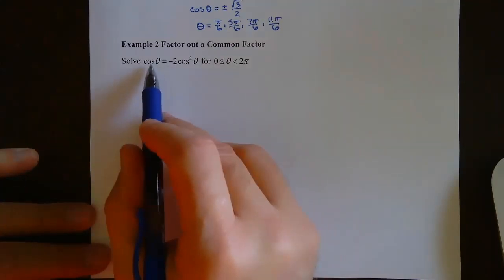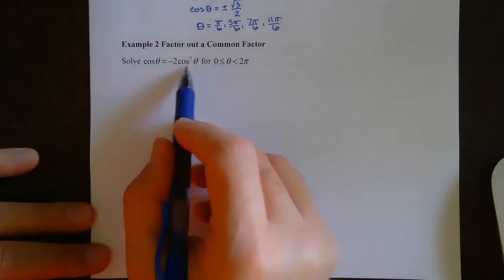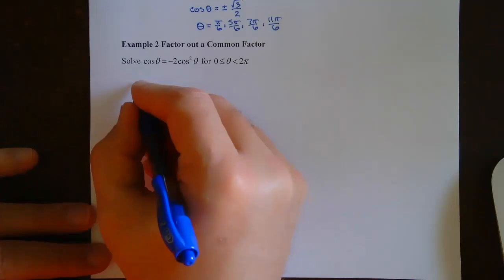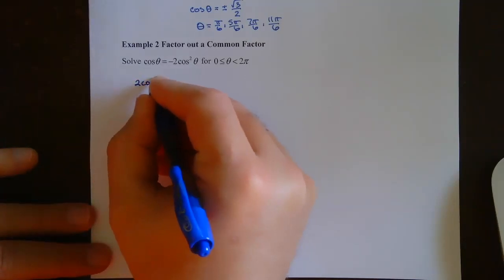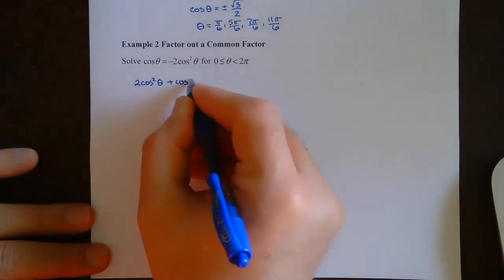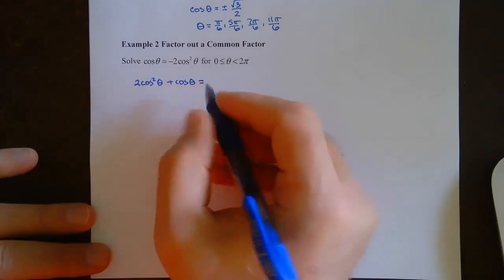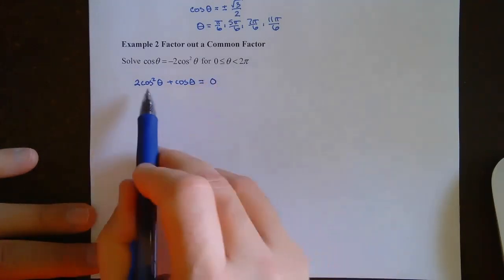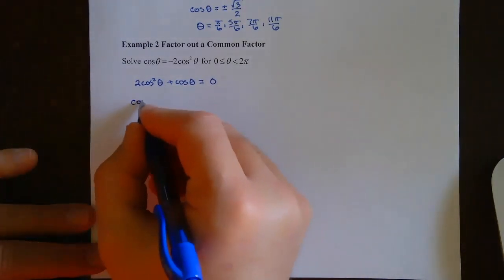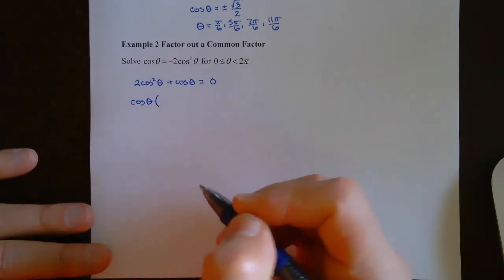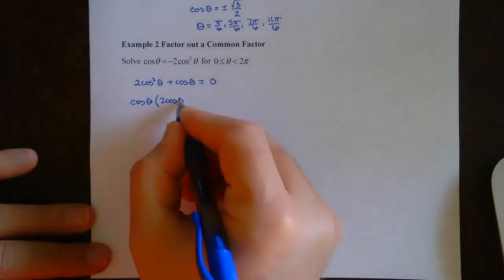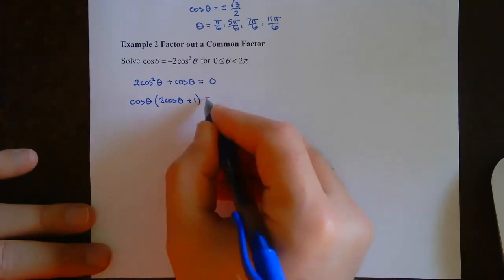So what we want to do, since we have cosine theta and also cosine squared theta, we want to make the cosine squared theta positive, so we want to move everything to the other side. So that would make 2 cosine squared theta, because I'd be adding it to both sides, plus the cosine theta is equal to 0, okay? And now we're going to use the zero product property because we can factor out a cosine theta. So cosine theta times, and then this one would be 2 cosine theta plus 1. And it's just a GCF, okay?